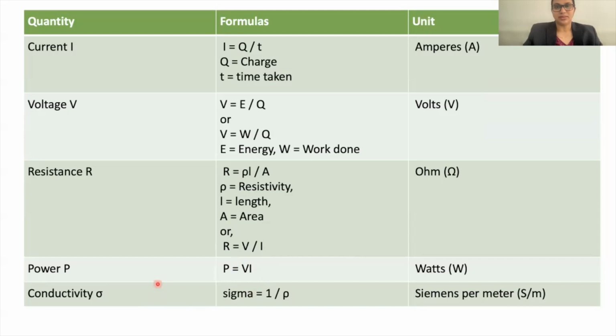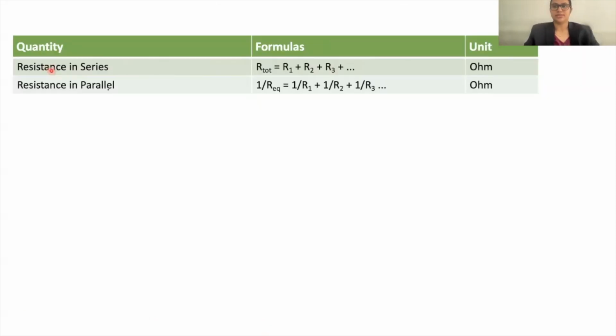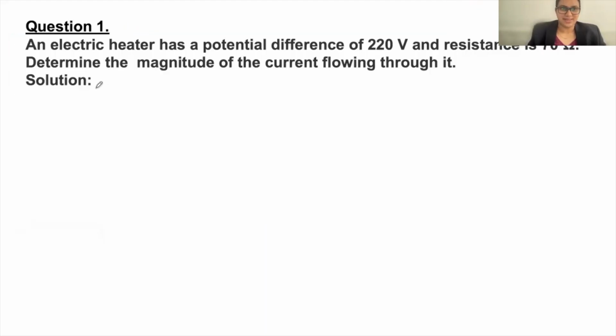And conductivity is nothing but the inverse of resistivity, which can be expressed as sigma is equal to 1 by rho. When resistors are connected in series, the total resistance is equal to the sum of the individual resistances. That is, R total is equal to R1 plus R2 plus R3, etc. When resistors are connected in parallel, 1 by R is equal to 1 by R1 plus 1 by R2 plus 1 by R3.